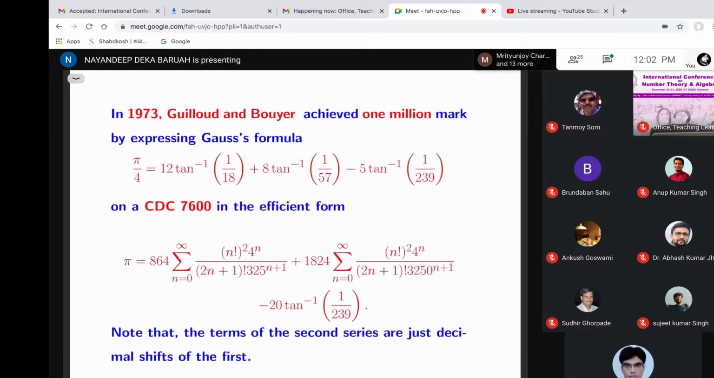For example, A1 is the arithmetic mean of A0 and B0, and B1 is the geometric mean of A0 and B0, which is the square root of A0 times B0, right? And if we iterate, then one can see that these sequences A_k and B_k converge to the same limit. And this limit is called the arithmetic-geometric mean of A and B.